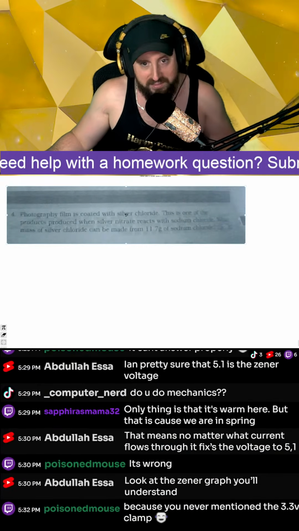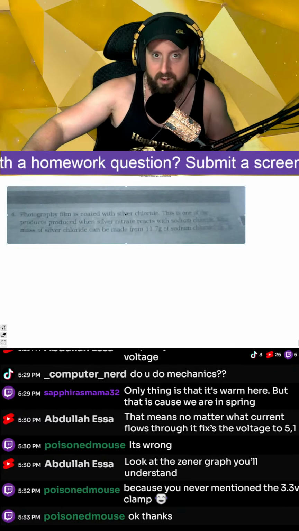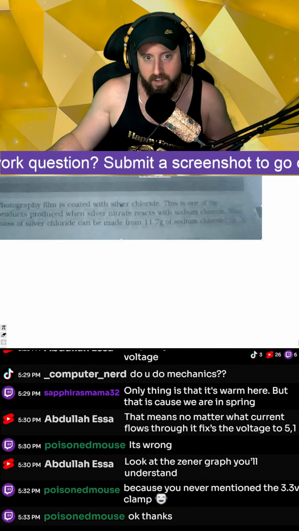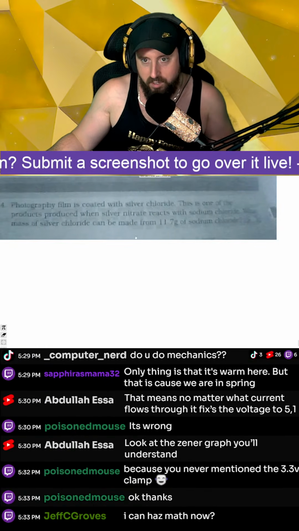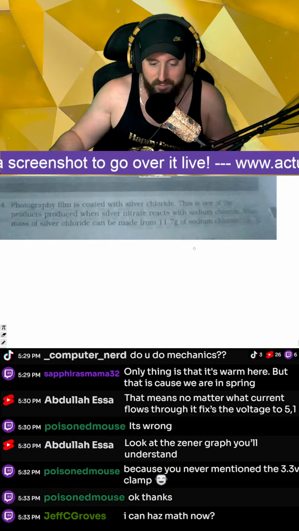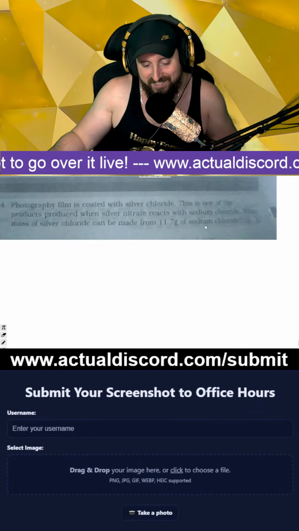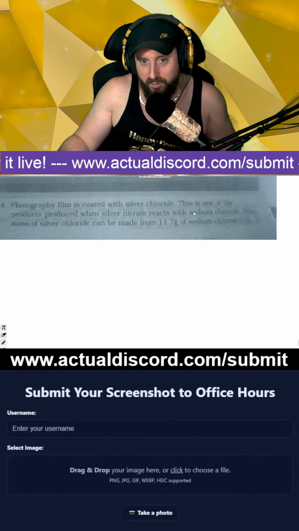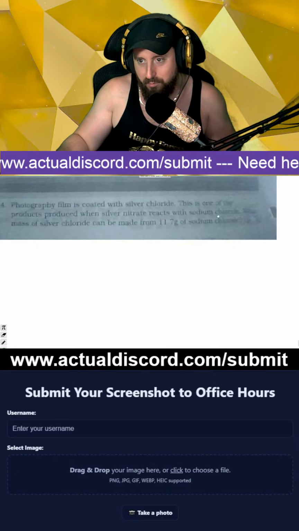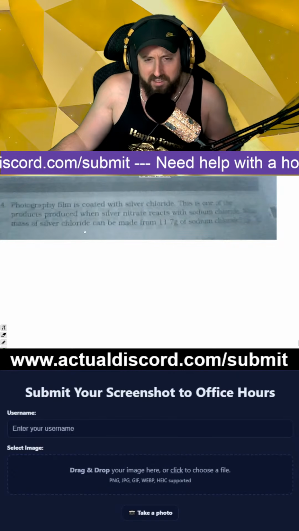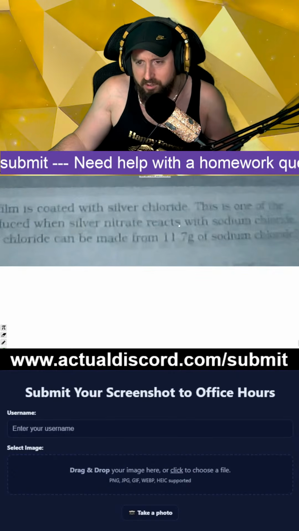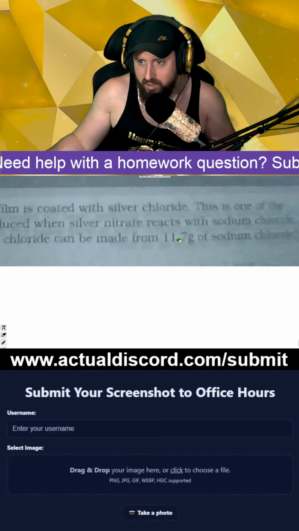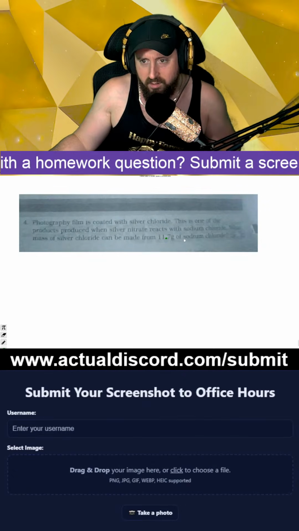And this is from Lyric. What's up, Lyric? Okay, it says photography film is coated in silver chloride. No, we have to do chemistry now. This is one of the products formed when silver nitrate reacts with sodium chloride. What mass of silver chloride can be made from, I'm going to assume, 11.7 grams of sodium chloride.